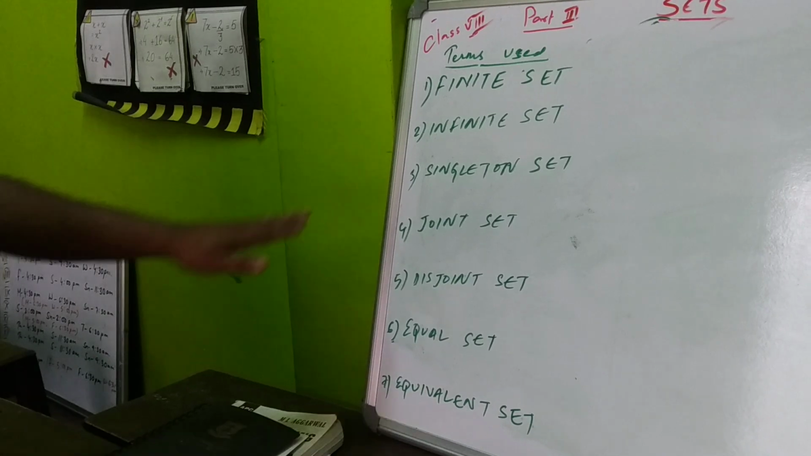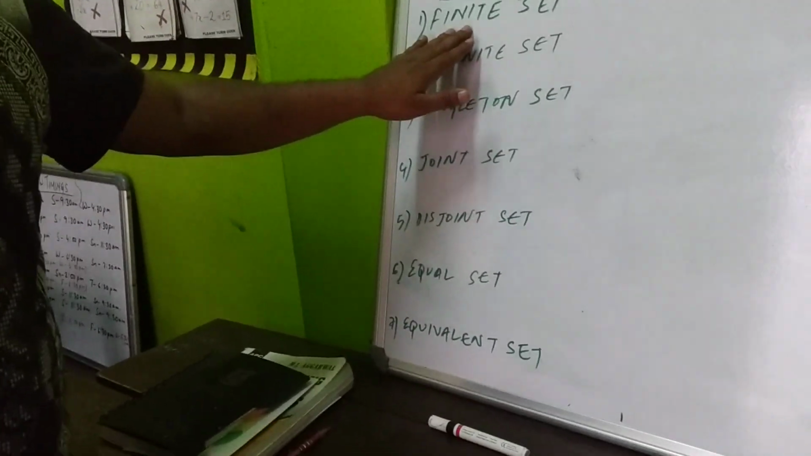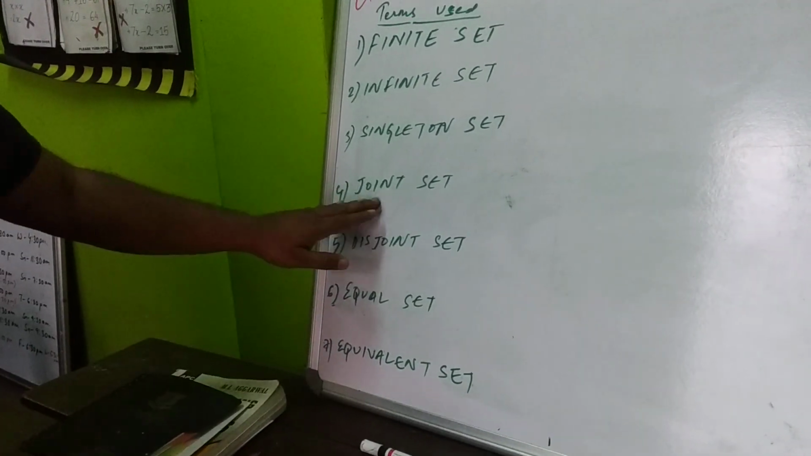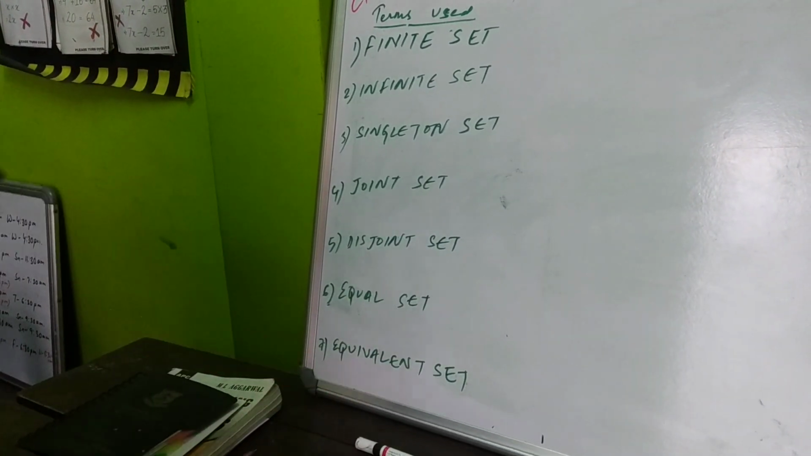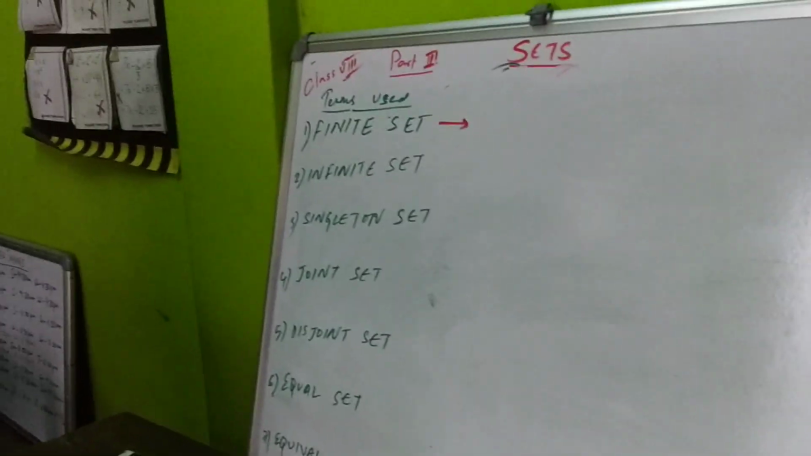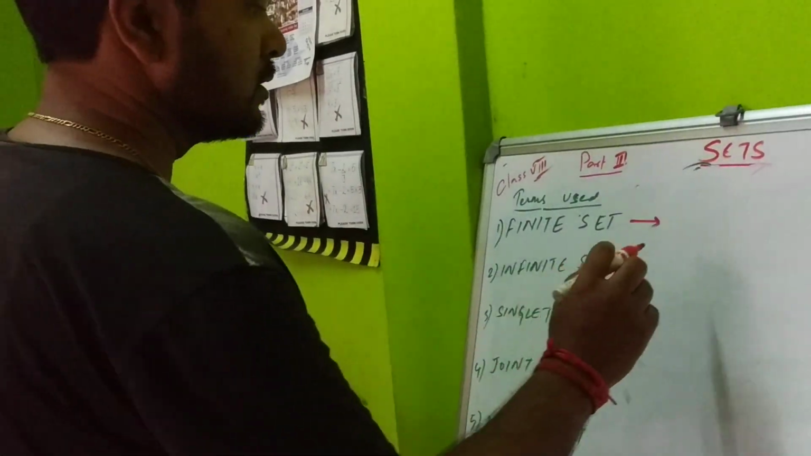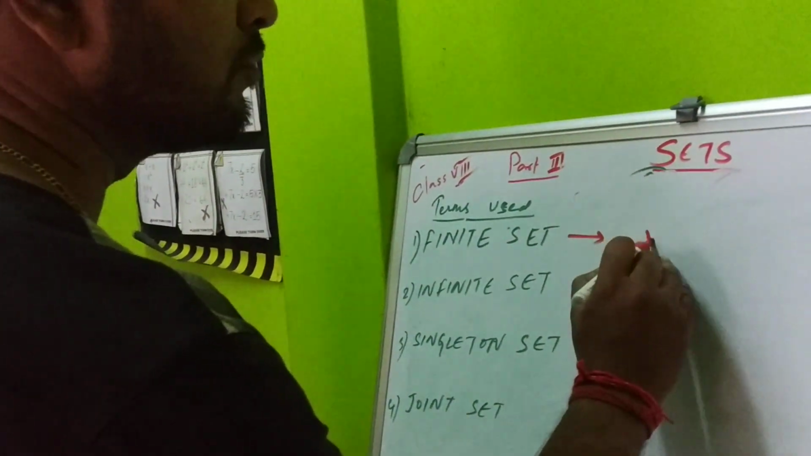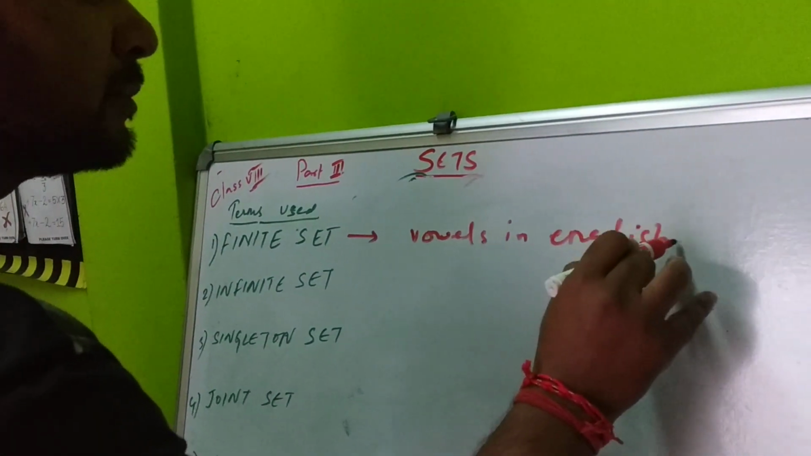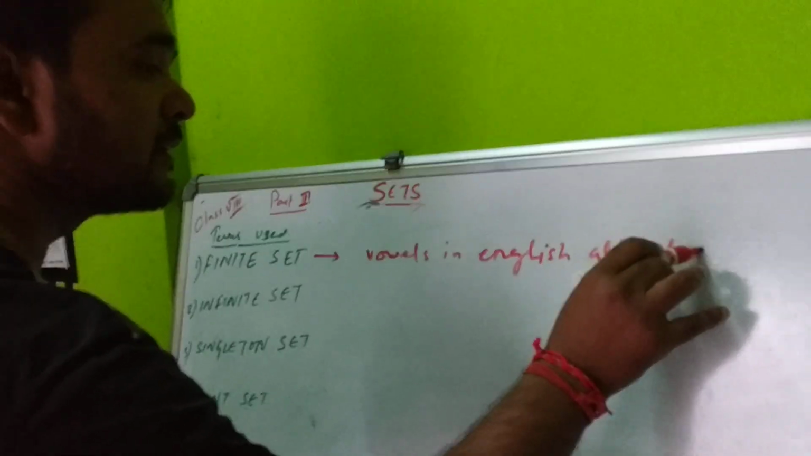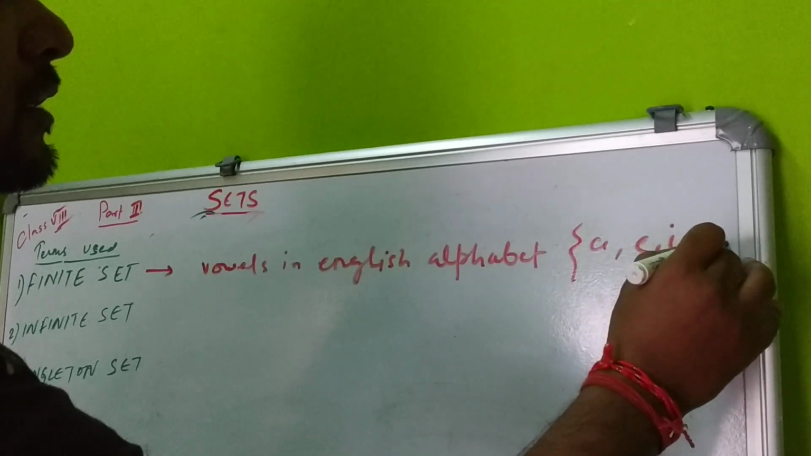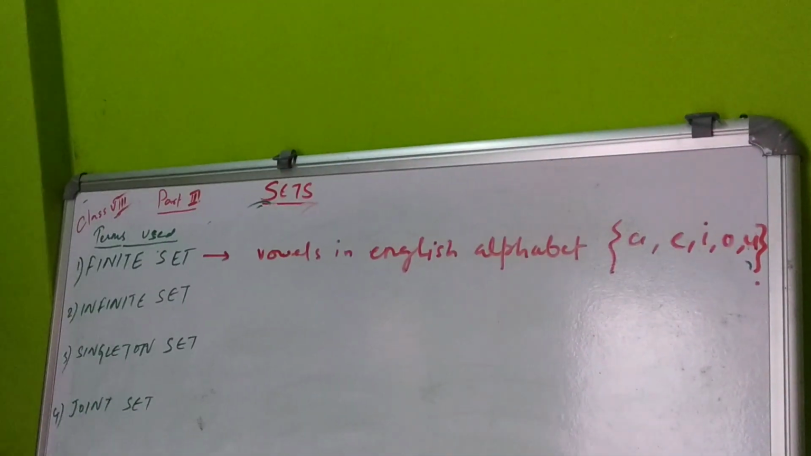Let's discuss those. First, finite set, infinite set, singleton set, joint set, disjoint set, equal set and equivalent set. Now, finite sets are all those sets whose elements can be counted. Now, if I say set of vowels in the English alphabet, now this is finite. Why? Because we know there are A, E, I, O and U. So there is a fixed number of elements in it.